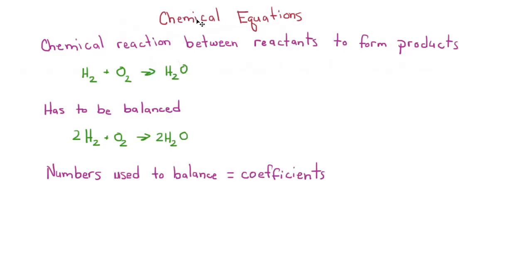These are how chemical reactions are written. And in a chemical reaction, you have reactants, which are what are used to form products. Water is formed by hydrogen gas and oxygen gas.